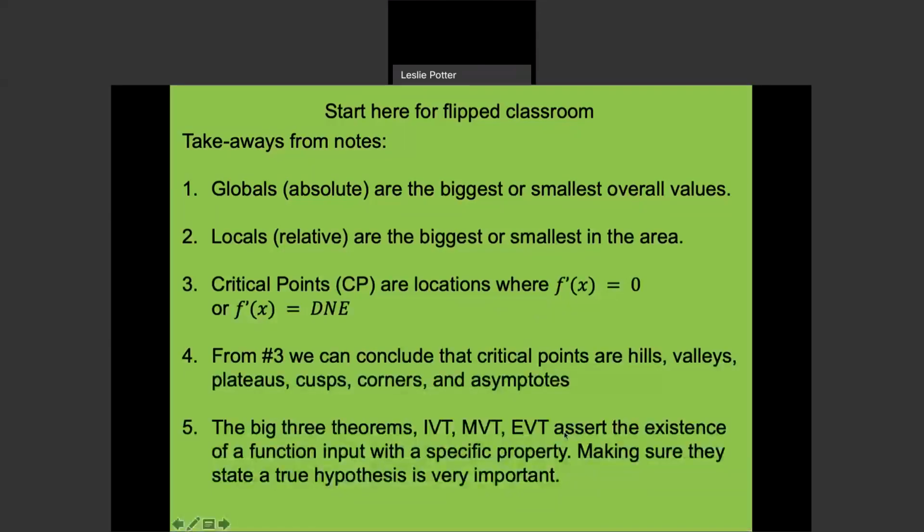Okay, so starting in class, we'll go over the takeaways from the notes, and then we'll go and do the last few examples as a class.